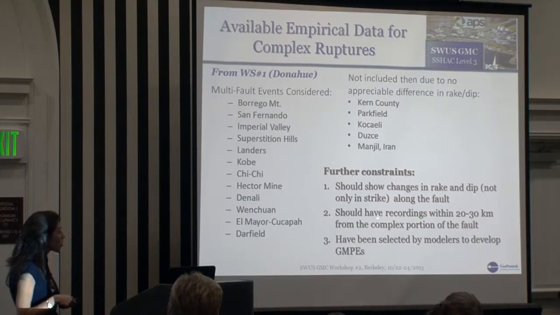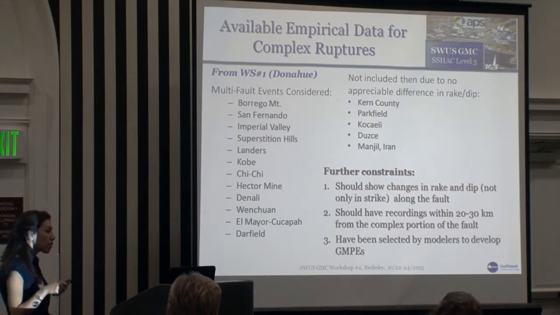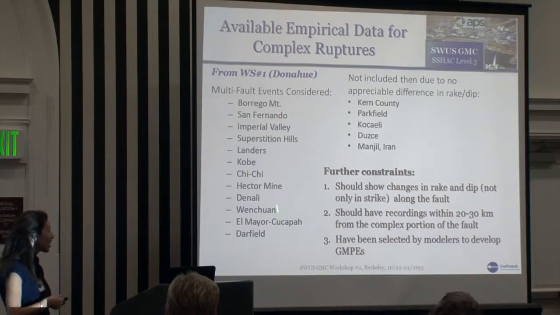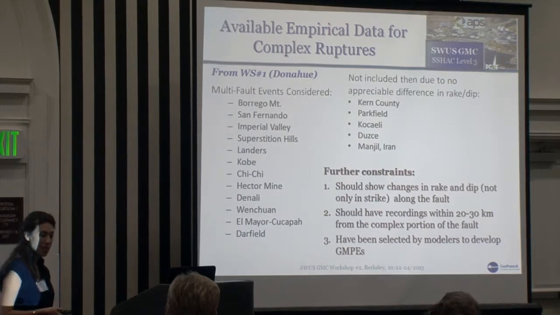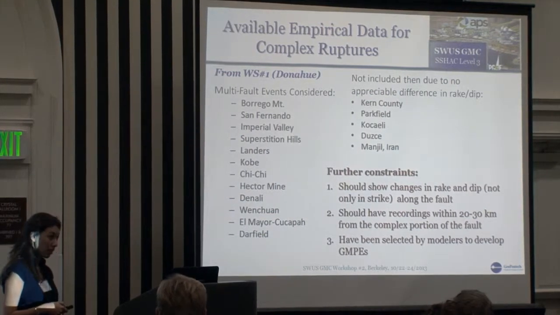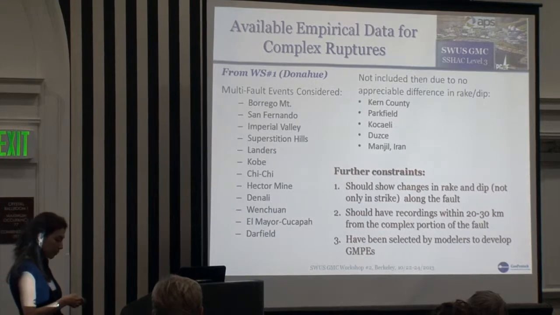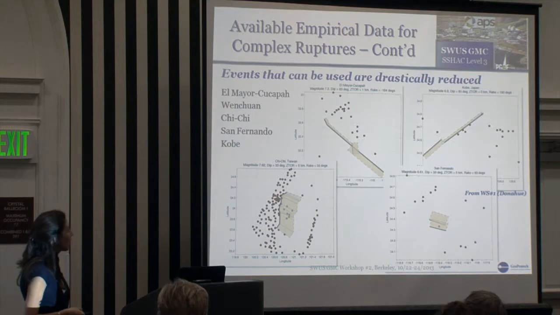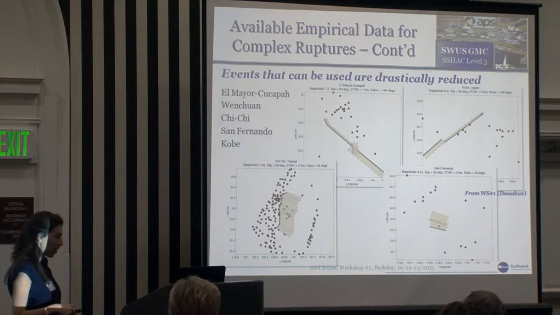And another constraint is that these events should have some recordings within 20, maximum 30 kilometers from the complex portion of the fault. So we really want to understand if the effect can be quantifiable. And then, in order to be sufficiently represented in the residuals, of course, these events have to be selected as a subset by the people who developed the NGA West 2 models. Okay, so after this sub-selection, we ended up with a handful of events that can be used.